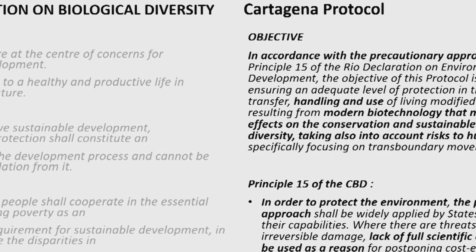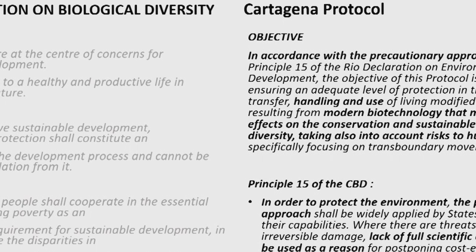So Principle 15 of the Convention on Biodiversity said, in order to protect the environment, the precautionary approach should be widely applied by states according to their capabilities. Where there are threats of serious or irreversible damage, lack of full scientific certainty shall not be used as a reason for postponing cost-effective measures to prevent environmental degradation.